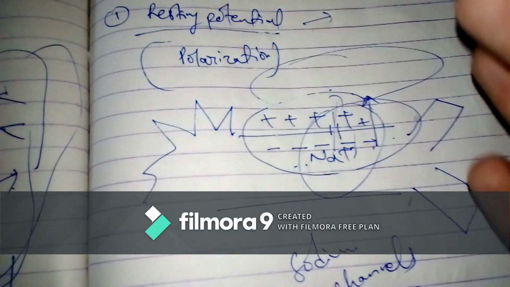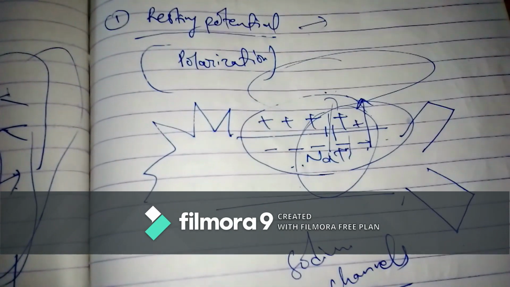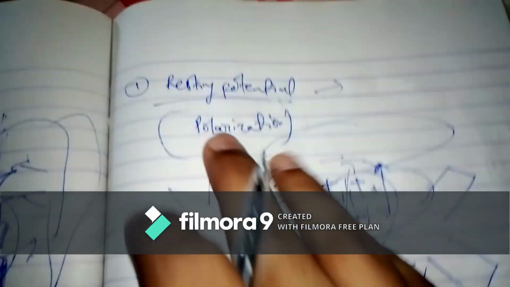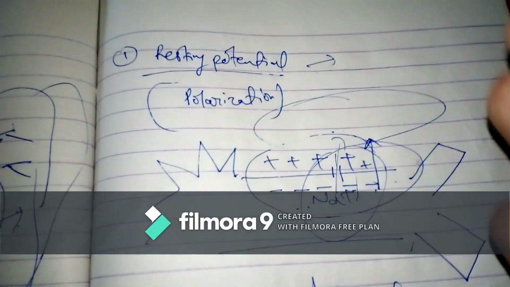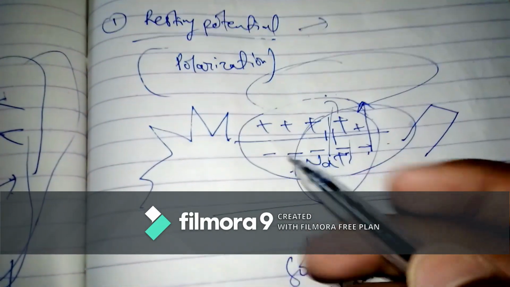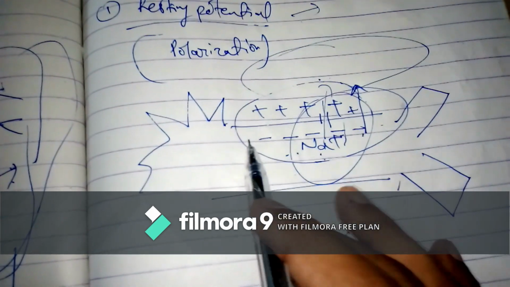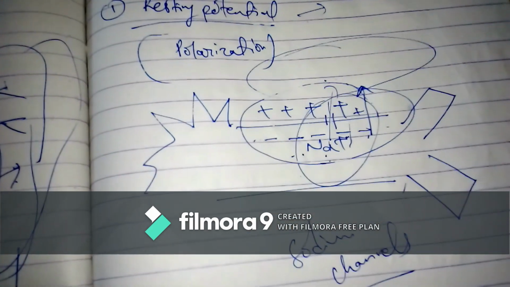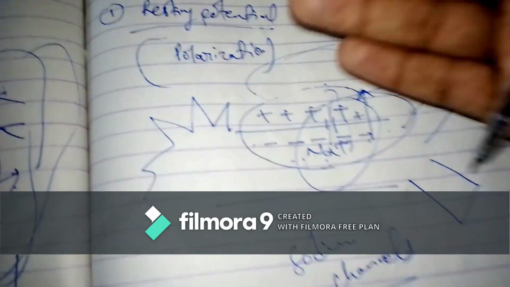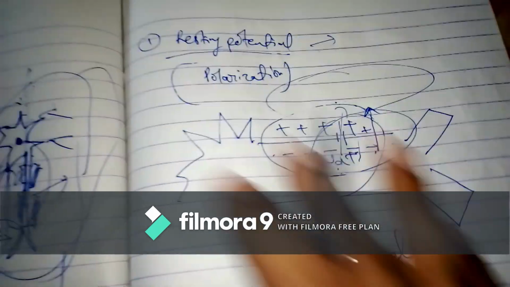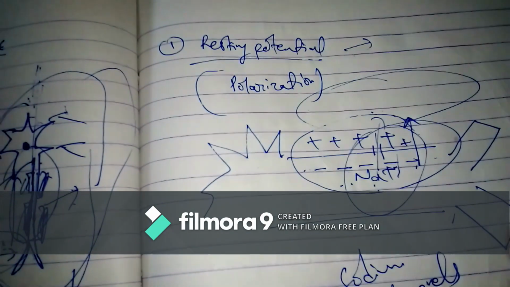So basically what is polarization? Polarization is a phase, or you can call it resting potential. Resting potential or polarization is a phase in which the Na plus ions go from inside to outside, and on the inner side there is development of negative charge, and on the outer side there is development of positive charge. This is all about the resting potential.